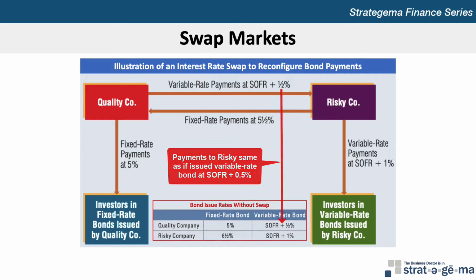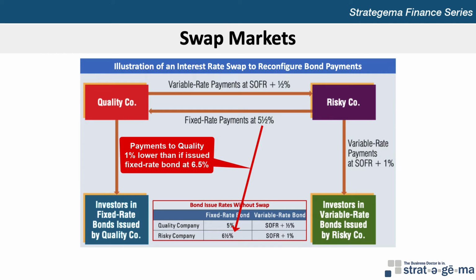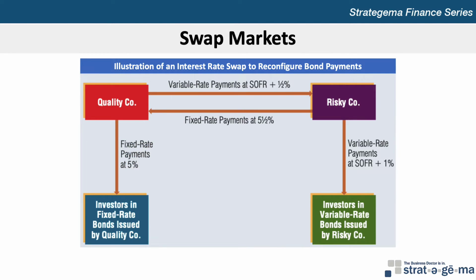issued variable rate bonds. Risky is receiving SOFR plus 0.5% on the swap, which is 0.5% less than what it must pay on its variable rate bonds. However, it's making fixed rate payments of 5.5%, which is 1% less than it would have paid if it had issued fixed rate bonds. Overall, it saves 0.5% per year on financing costs.